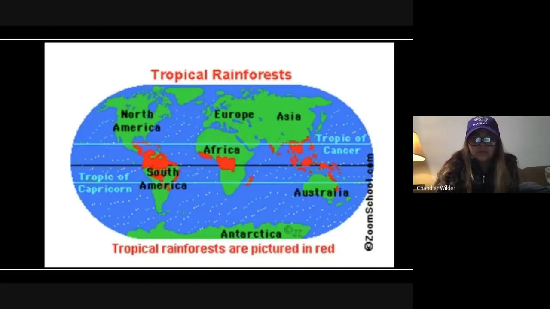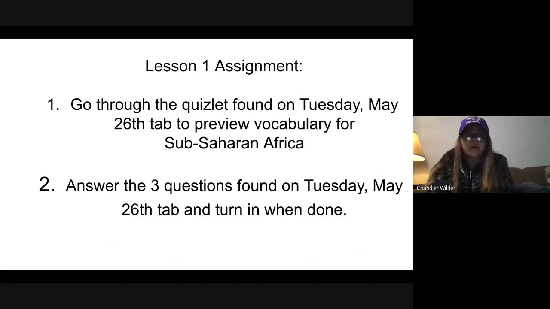Okay, so your task for today, you're going to go through the Quizlet that introduces the vocab for Sub-Saharan Africa. And you're also going to answer 3 questions, okay? Both of these assignments are found on Tuesday, May 26th tab, okay? So if you go to your Google Classroom and you scroll down to Tuesday, May 26th, you'll see your vocab for Sub-Saharan Africa, and you'll see answering the 3 questions. Now, you can answer these 3 questions on a piece of paper and take a picture and submit it. You can type them on Google Docs and submit the Google Docs.